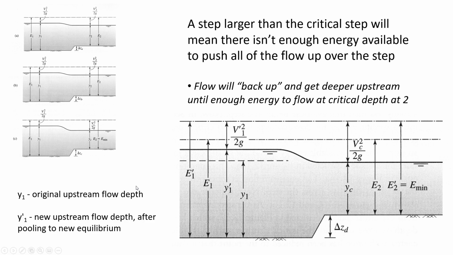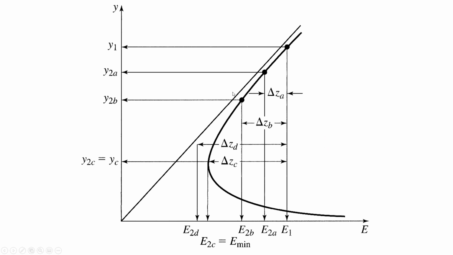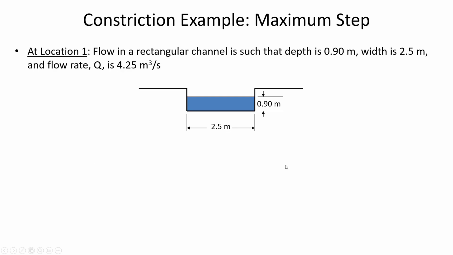By pooling, I mean that the water is getting deeper at the upstream location 1. There wasn't enough energy before pooling to push the water over the obstruction, but the water will back up. It's just temporary; the in and the out won't be equal. The water will accumulate upstream of the obstruction until the water depth is high enough and it has enough specific energy to get over that new obstruction height. So remember, here's the specific energy diagram, and anytime you've got a delta z that's larger than the critical distance over to your original energy upstream, that's what's going to cause pooling.